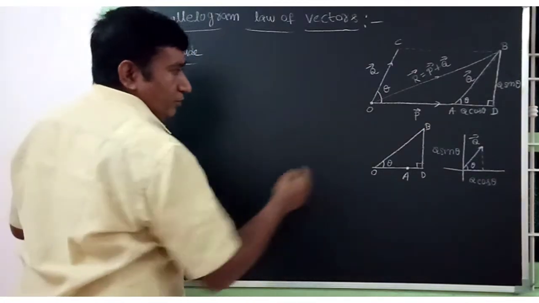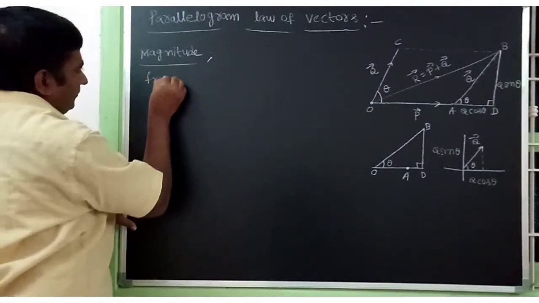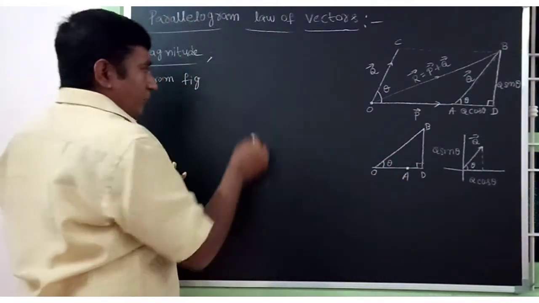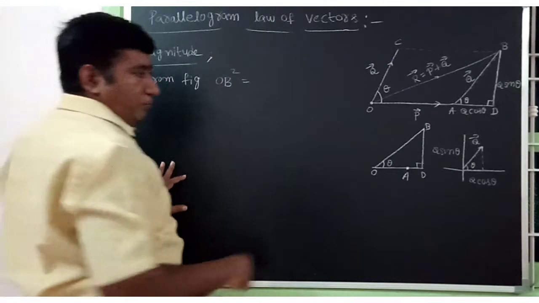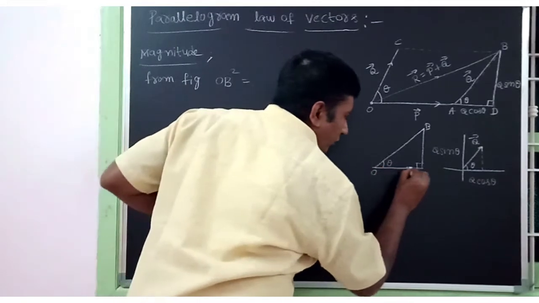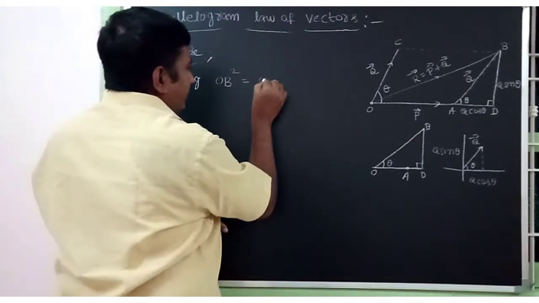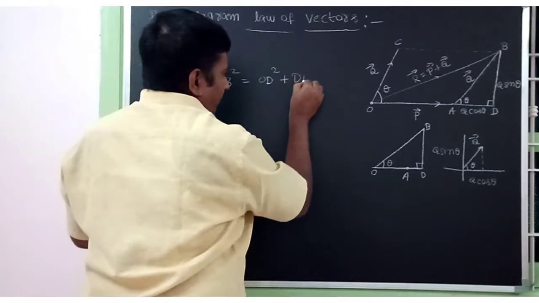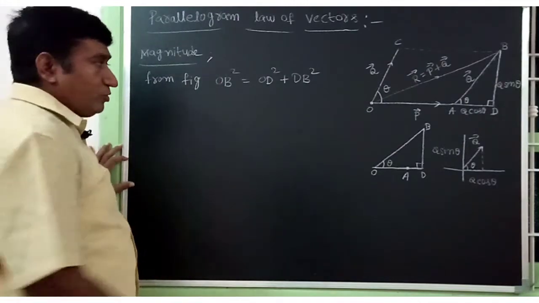So for this figure, we can write that OB is the hypotenuse, so OB square equals opposite square plus adjacent square. We should take BD and OD, the total, not from O to A, because this is a right angle triangle. I can take OD square plus DB square. This is from Pythagoras theorem, which is very important.